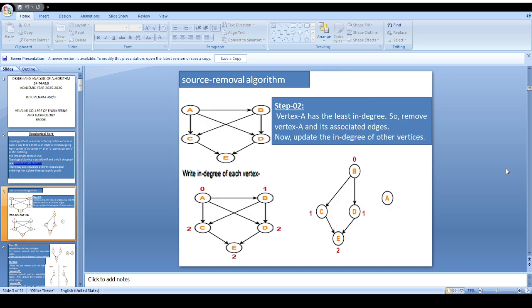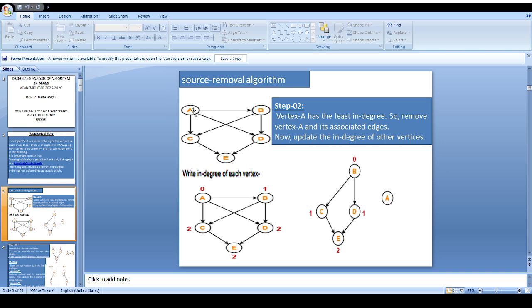So we have an algorithm called the source removal algorithm for implementing topological sorting. See the graph here. In the graph, these are called edges and these are called vertices. For each and every vertex we have to concentrate on in-degree edges and out-degree edges. In-degree edges are those toward the vertex. If an arrow is coming in, that is in-degree. From the vertex, if the arrow is going out, that is out-degree.